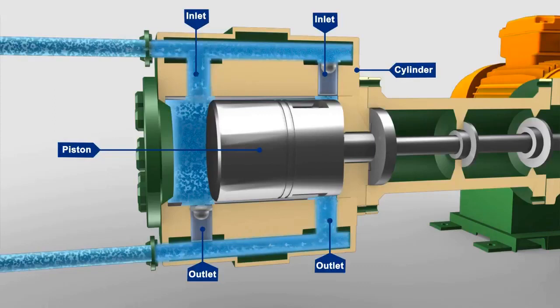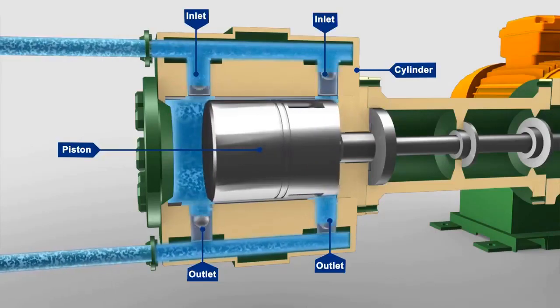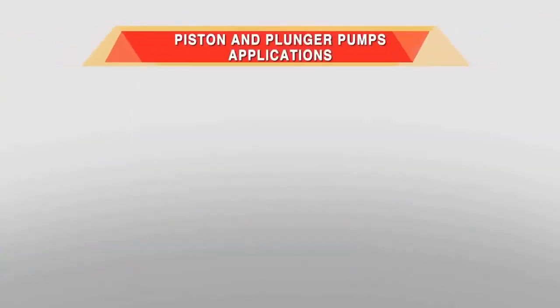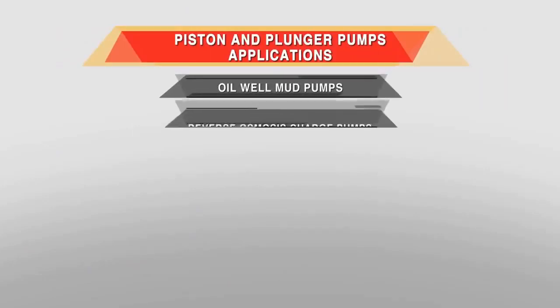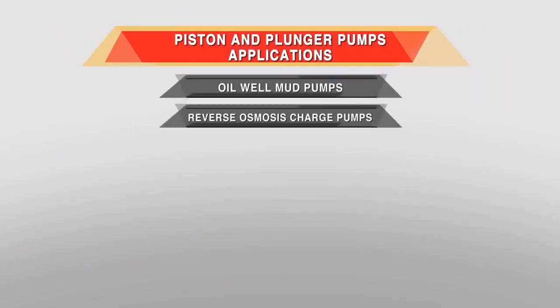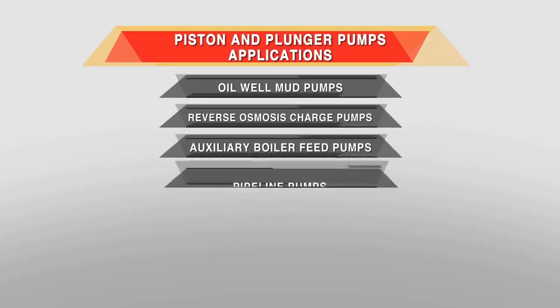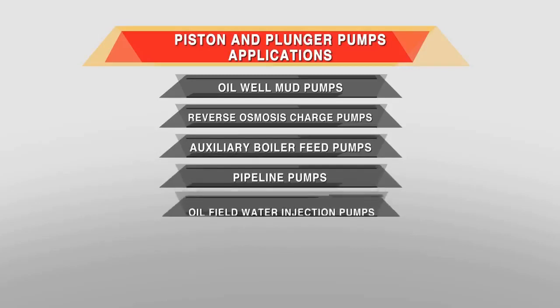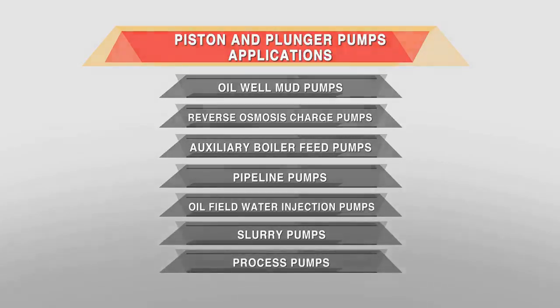With a double-acting pump, the output pulsation is much less than the single-acting pumps. Typical applications for piston and plunger pumps are oil well mud pumps, reverse osmosis charge pumps, auxiliary boiler feed pumps, pipeline pumps, oil field water injection pumps, slurry pumps, process pumps.